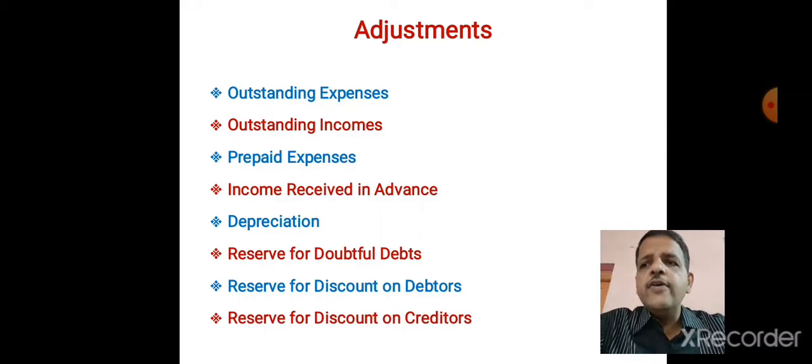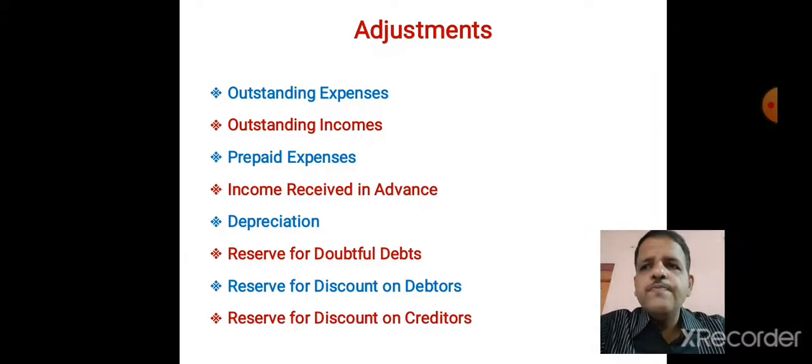If old reserve is more than the total of new reserve and discount, then that amount we have to show on the debit side of profit and loss account. If our new reserve and discount received total is more than old reserve, then we have to show it on the credit side of profit and loss account.